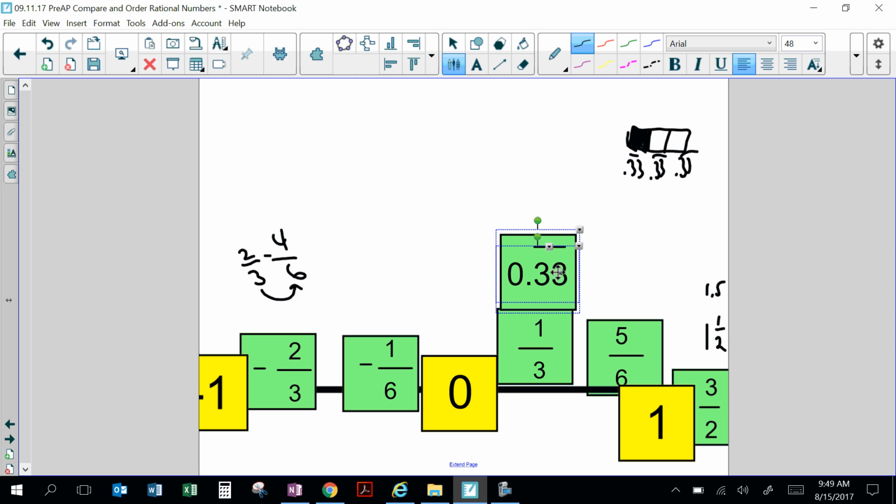So there are many ways. I could have done pictorial. I could have done estimating. I could turn it into common denominators. I could turn it into a decimal. There's no right or wrong answer. It's just what you think is the perfect strategy for yourself.